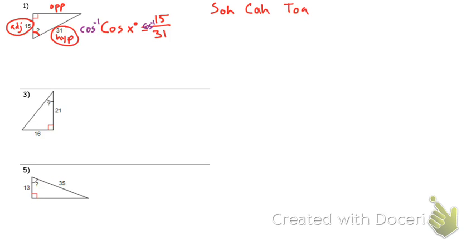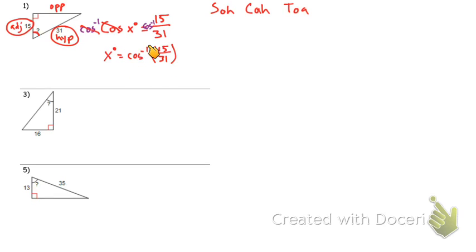Okay? So this is what happens. We are eliminating cosine. And we're left with x degree equals cosine -1 of 15 over 31. And actually, x is solved for. This would be your non-decimal answer here.